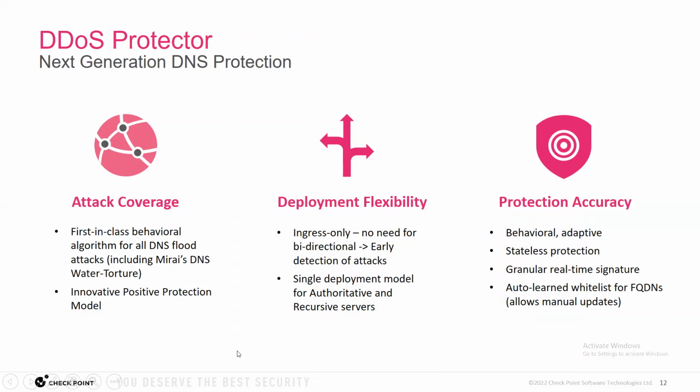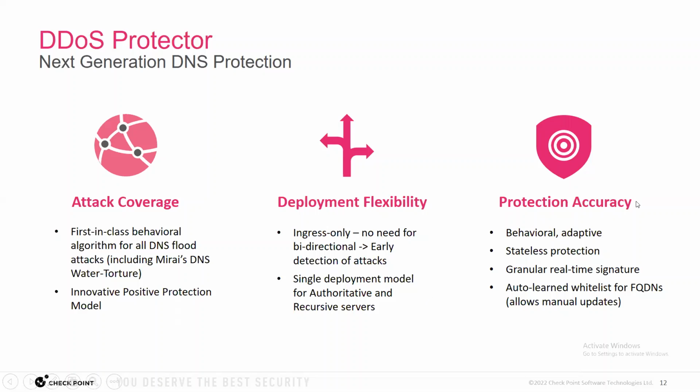The DDoS protector, its attack coverage is first in class with all these algorithms to look out for floods. It's flexible in its deployment, right? It can be ingress only, it could be bidirectional, but it usually isn't. It can be done through both on-prem and cloud as a hybrid model. We're going to see it in the next slide. Or it can be solely cloud or solely on-prem.